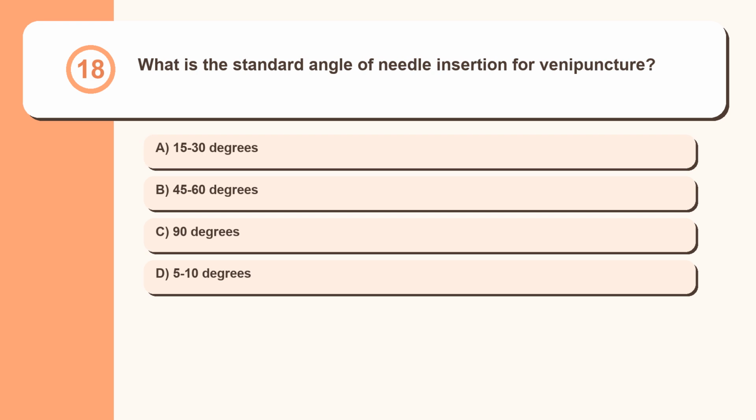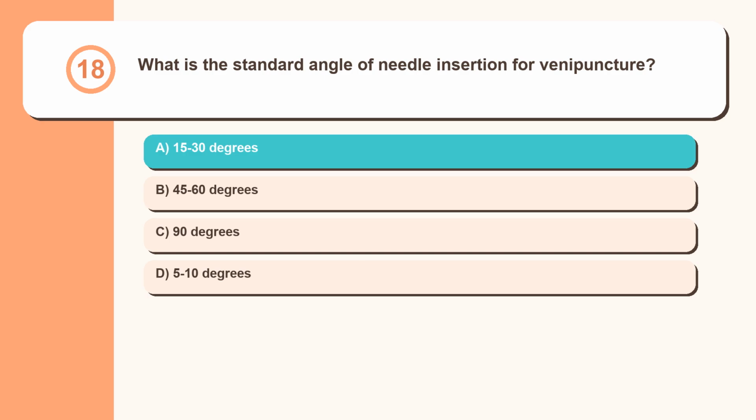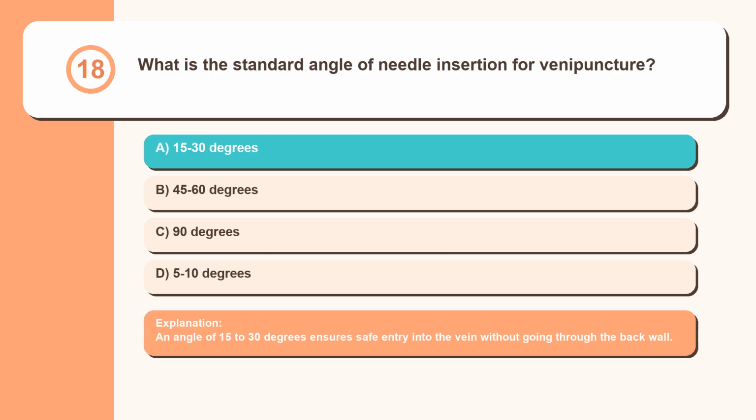Question 18. What is the standard angle of needle insertion for venipuncture? 15 to 30 degrees, 45 to 60 degrees, 90 degrees, 5 to 10 degrees. An angle of 15 to 30 degrees ensures safe entry into the vein without going through the back wall.